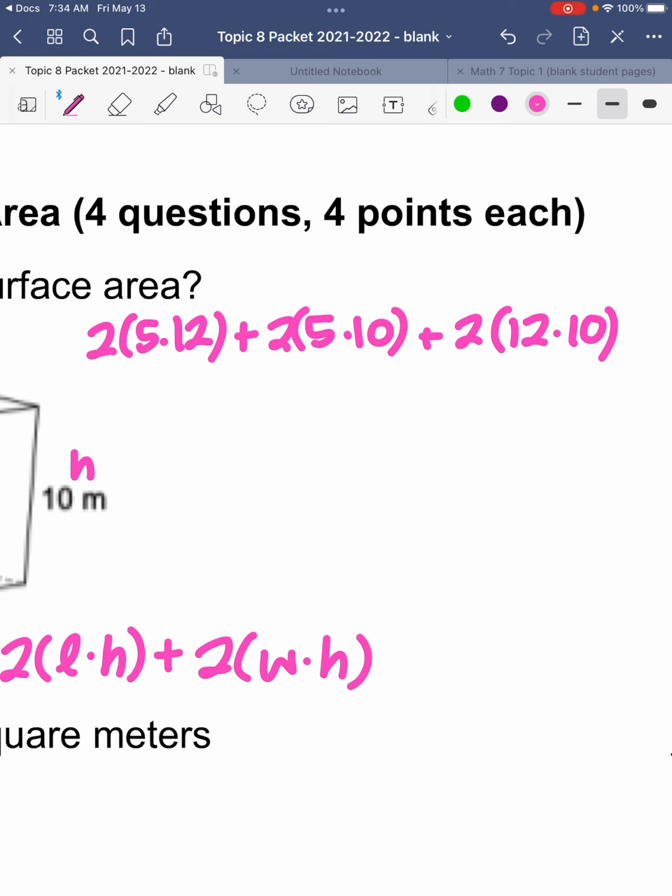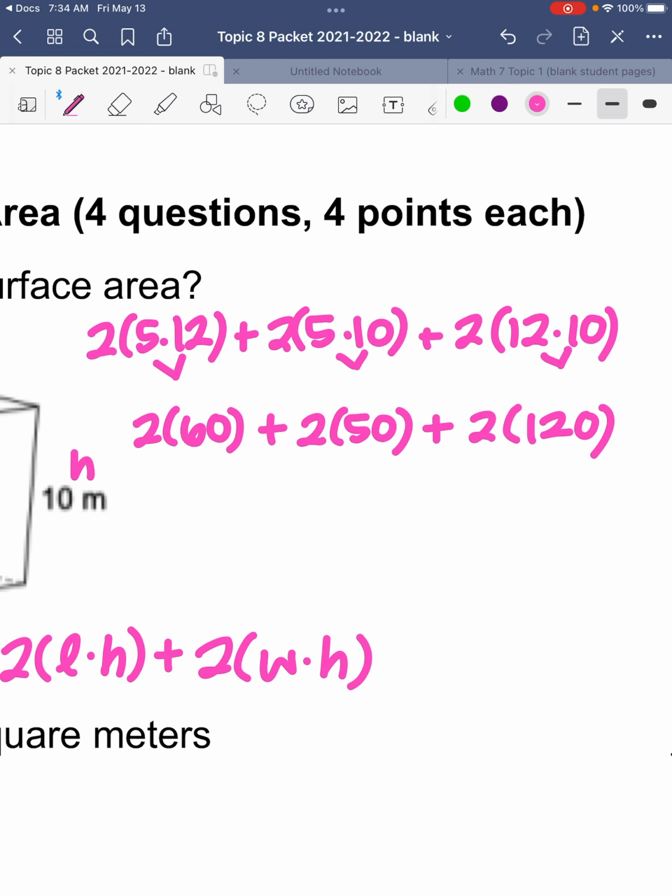So I can use a calculator if I like, or you can do this in your head. I know that 5 times 12 is 60. So I'm gonna say 2 times 60 plus, I also know that 5 times 10 is 50, 2 times 50, plus I know that 12 times 10 is 120, so 2 times 120. Okay, now I'm gonna continue to simplify. 2 times 60 is 120, 2 times 50 is 100, so plus 100, and then 2 times 120 is gonna be 240, so plus 240.